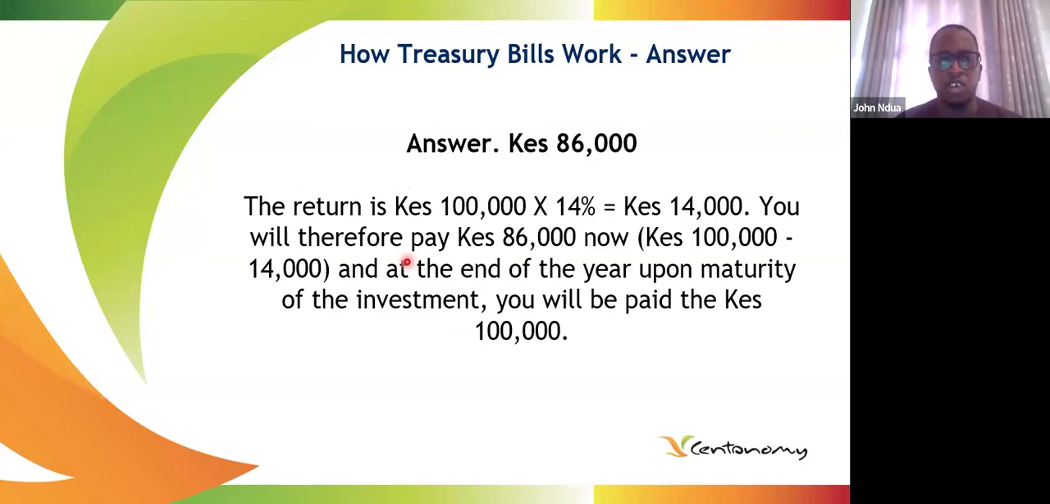And this is the calculation. So this is how they calculate. They look at the amount of money, which is 100,000. They apply the 14% interest rate. They get 14,000, and they deduct this from their 100K. So you will invest 86,000 and you will receive 100,000 at the end of the period. So that is what we call discounting.